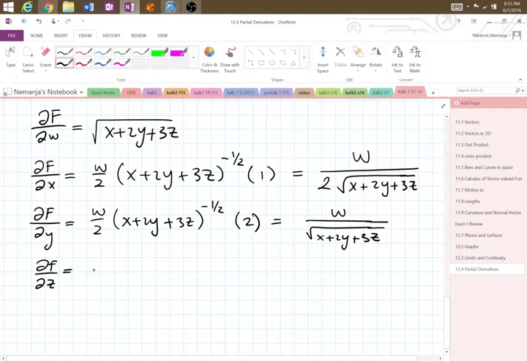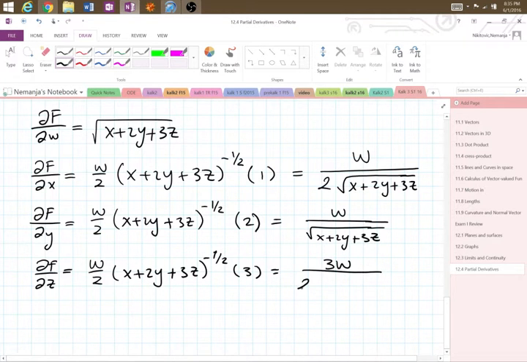And then finally, w over 2, x plus 2y plus 3z to the negative 1/2 times 3, which is 3w over 2 times the square root. And yes, you are guessing well. Eventually you're going to set this equal to 0, look for critical points, and find min and max by the end of the chapter.